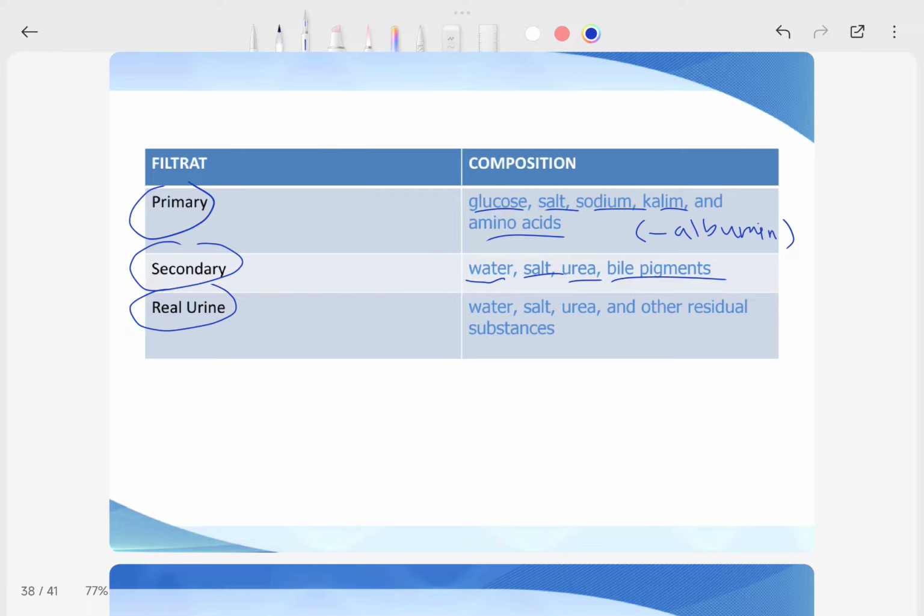And the one that gives the color of the urine is this one. The biopigments are the ones that give the urine color. And urea is the one that gives the smell.